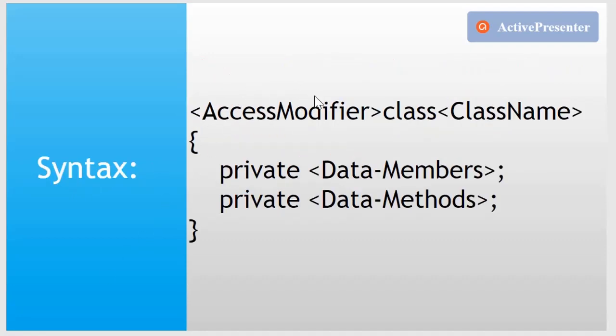This is the syntax of encapsulation. Here you use the access modifier, that is, public class name, anything, and here you can use private. As I said in the previous class, the private access modifier plays a big role in encapsulation. Here I use the access modifier private for data members and data methods, and we can access them. How do you achieve encapsulation? Let's see.